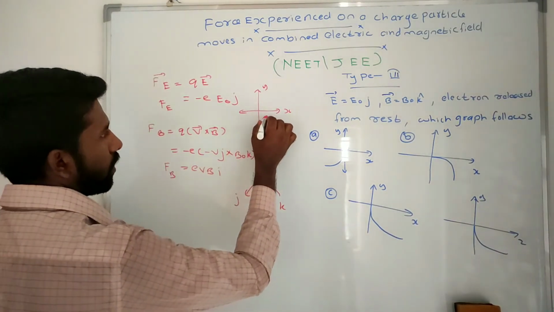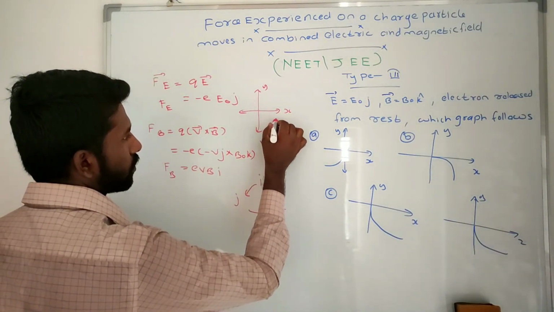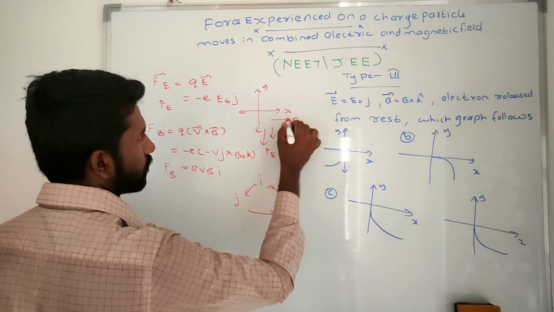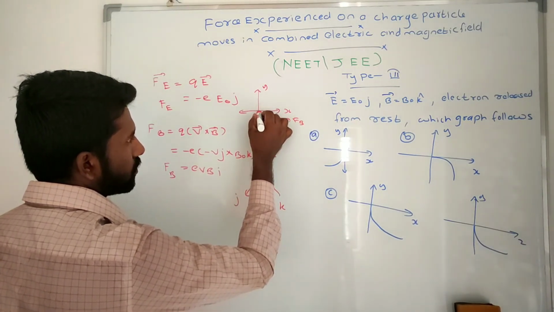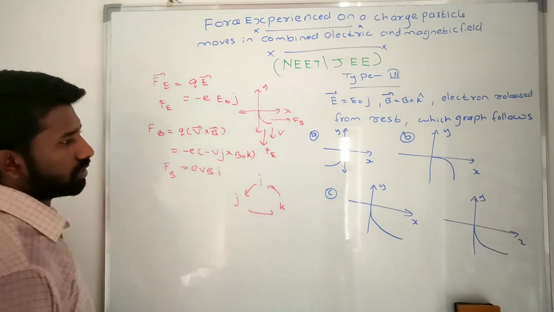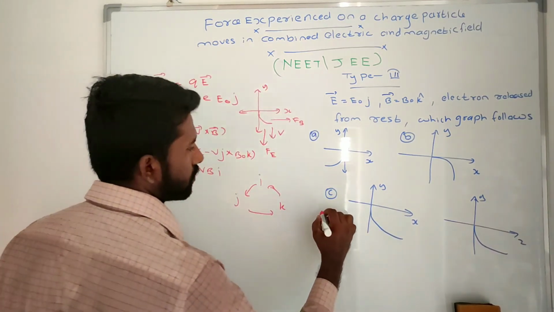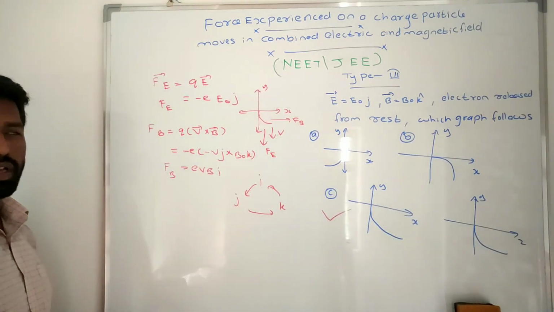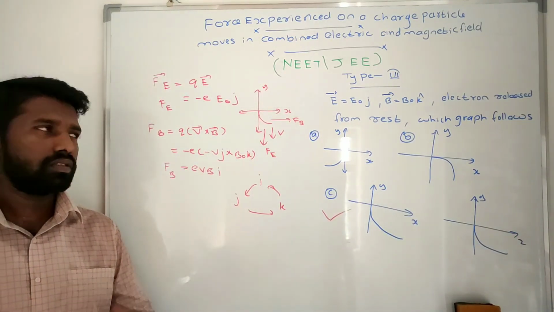So the magnetic force will start acting in which direction? This will be x. So when it starts moving like this, due to the magnetic force it moves in a curved path. So which option is correct? This is the correct answer. This way we can solve this type 3.